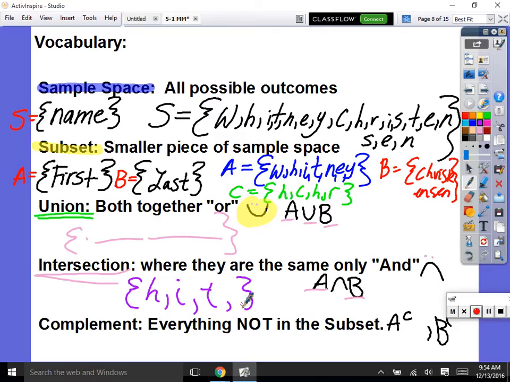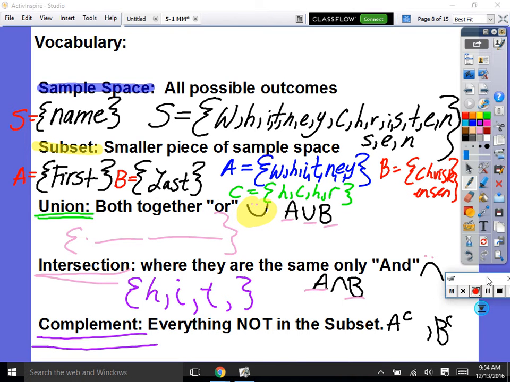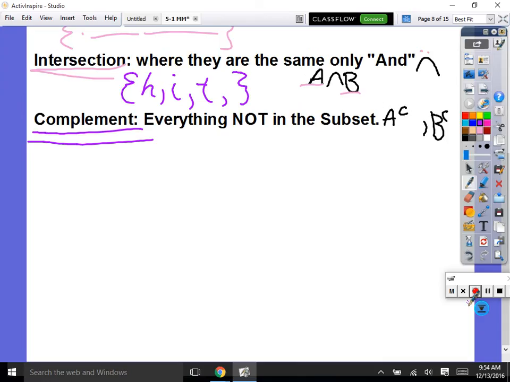And then complement means everything not in the subset. So write down that word, complement. Have you guys been writing down these definitions, intersection, union, and then the symbols for them? Okay. I'm going to scroll up so you can see. Complement is everything that's not in the subset. You're going to see it written like this: A with a little c up there, B with a little c. So complement is everything not in the subset.